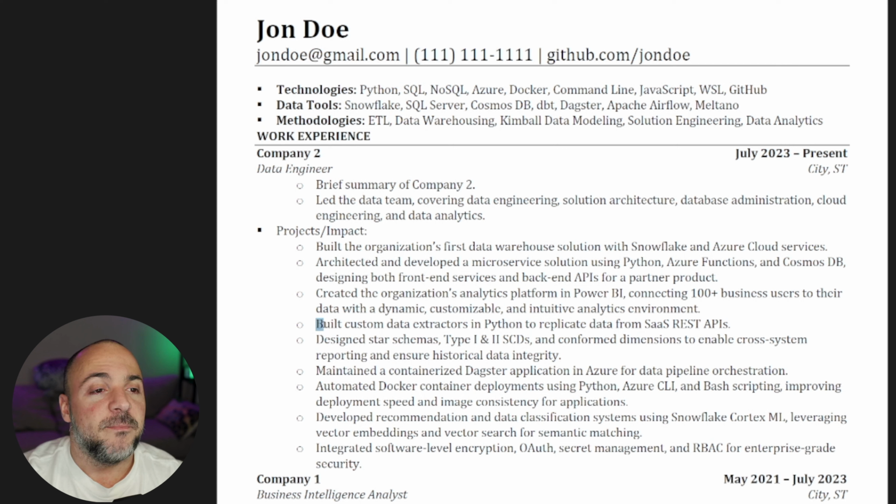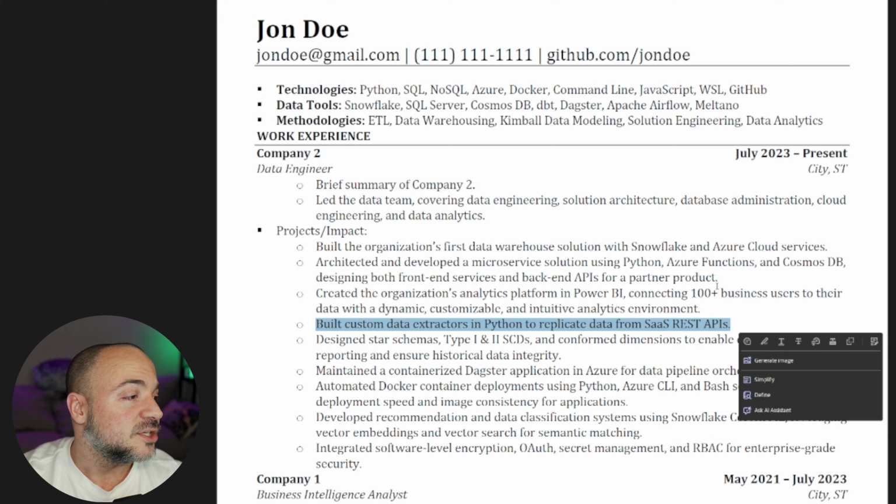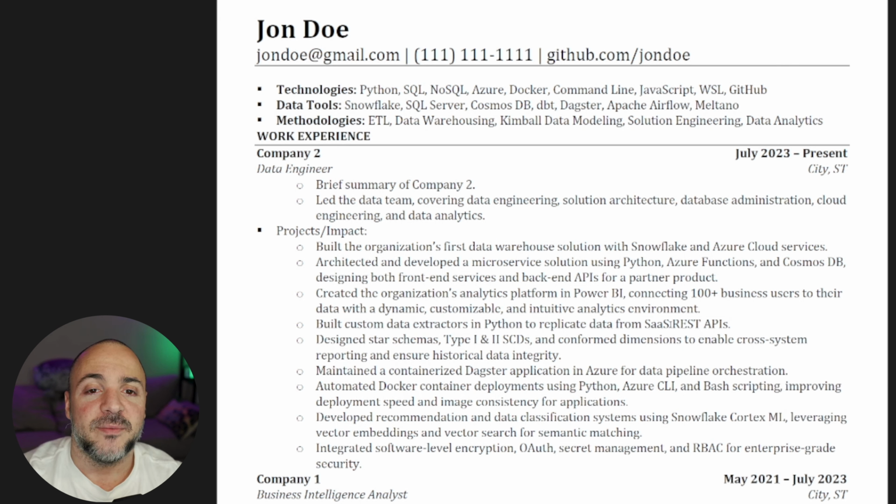One that I think has a bit more potential for opportunity here. If we read this one, it says build custom data extractors in Python to replicate data from SaaS REST APIs. I suspect that the author of this probably understands the value of this. They understand why that was important.